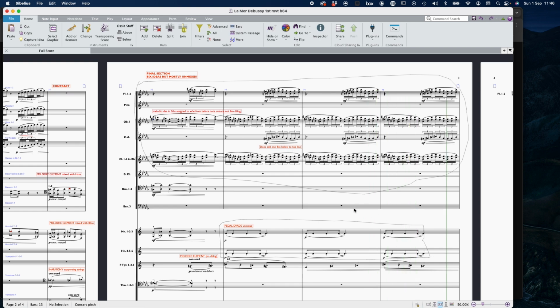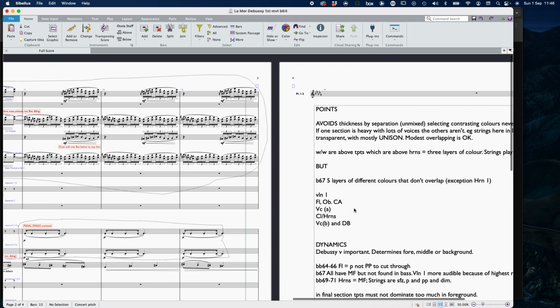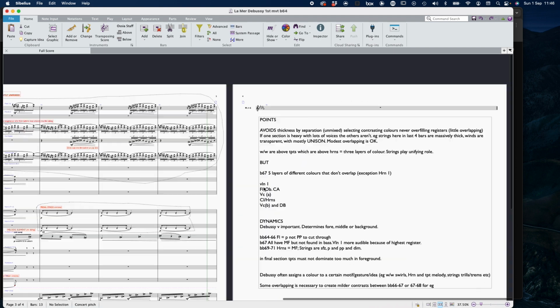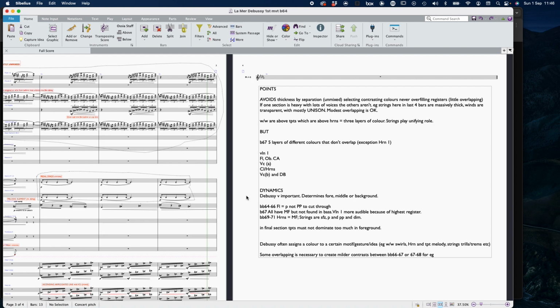So it's a really good example of how to orchestrate polyphony by separating out sounds, not mixing the layers too much. And this is what he says: avoids thickness by separation, selecting contrasting colours, never overfilling the registers. Modest overlapping is okay. Woodwind are above trumpets, which are above horns. So there are 3 different layers of register as well, and the strings play a sort of unifying role.